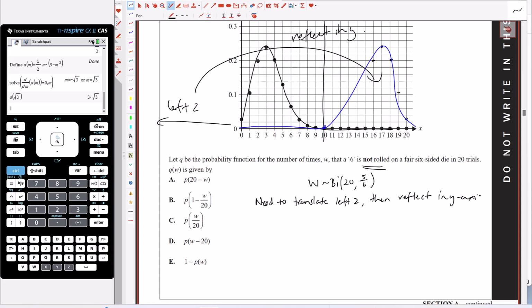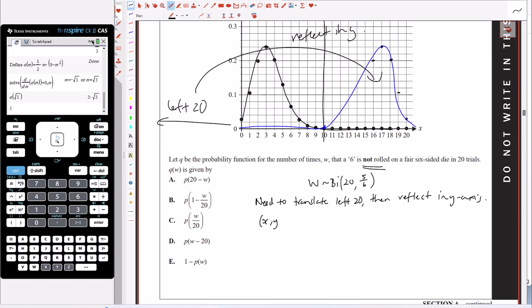Now, you might have thought through those transformations slightly differently. You would be able to do a reflection and then a translation. You'd reflect in the y-axis and then translate, sorry, not left 2, left 20. And then you translate it to the right by 20. But either way, we're going to get to the same place.